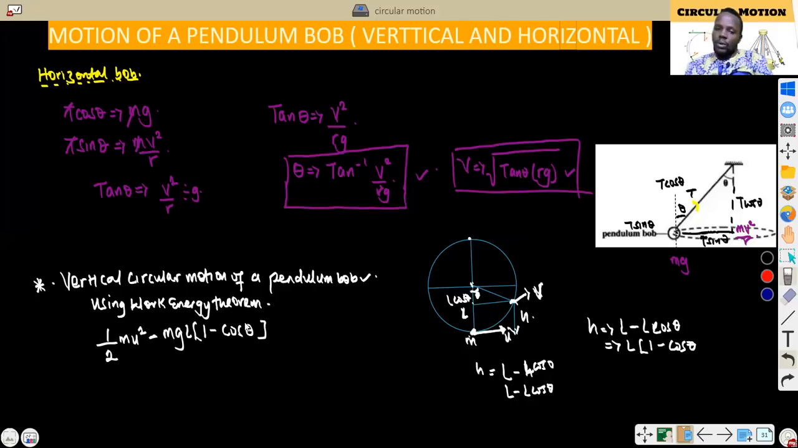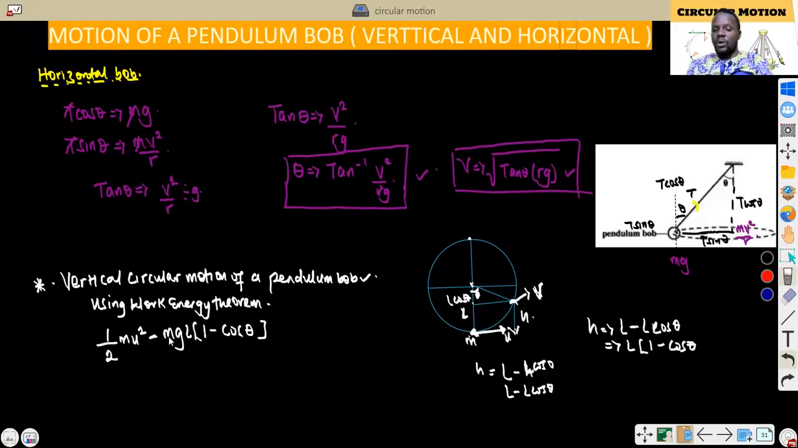h is equals to L minus L cos theta. What is L? The total length from here to down. And what is L cos theta? I'm only considering the remaining part, this place, in terms of what? In terms of L, in terms of trigonometry. So you can keep it at the back of your mind. So directly you can just bring out what you need.